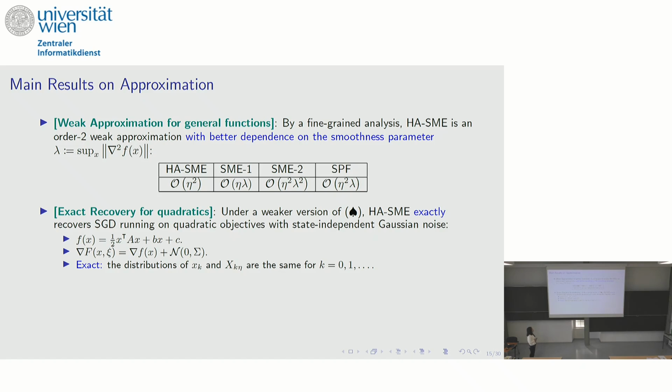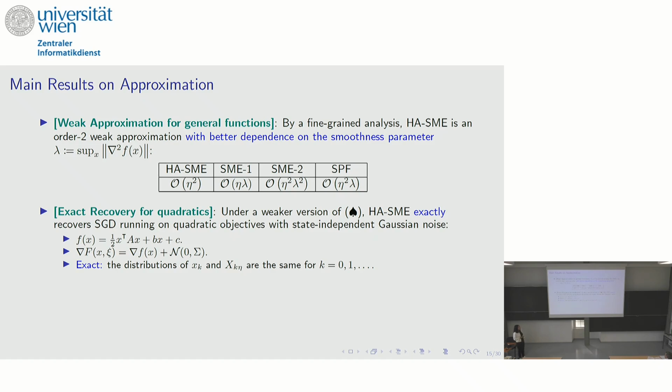Particularly, we're looking at quadratic objectives where we have state-independent Gaussian noise. And by exact recovery, we mean that the distribution of the SDE at eta times k has the same distribution as the iterate xk of stochastic gradient descent, under similar sufficient conditions we said before, as long as the SDE is well defined.